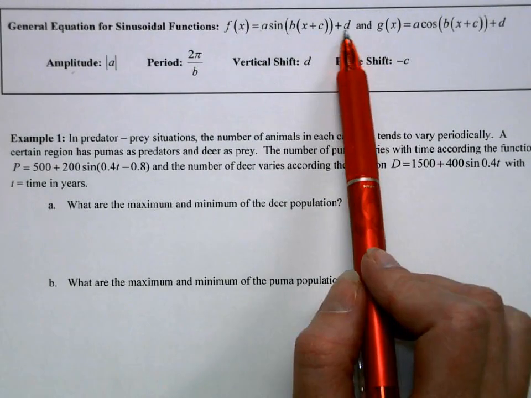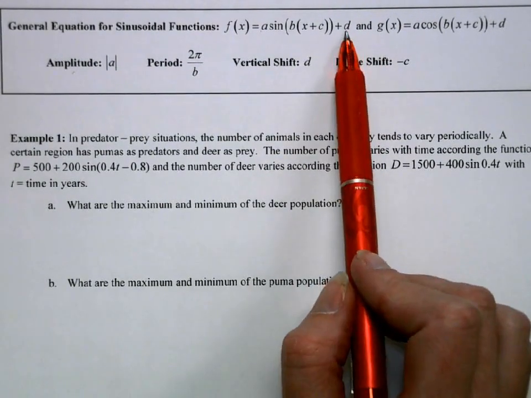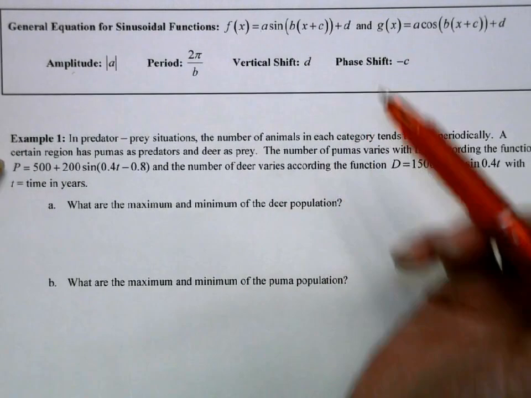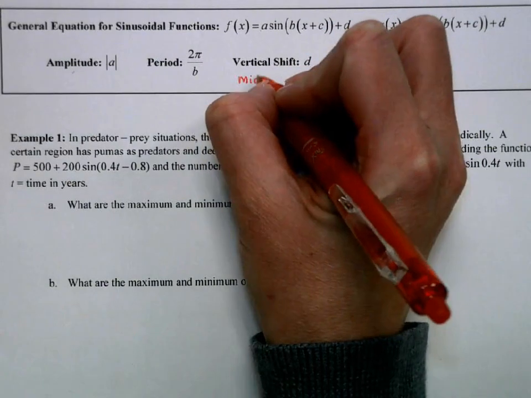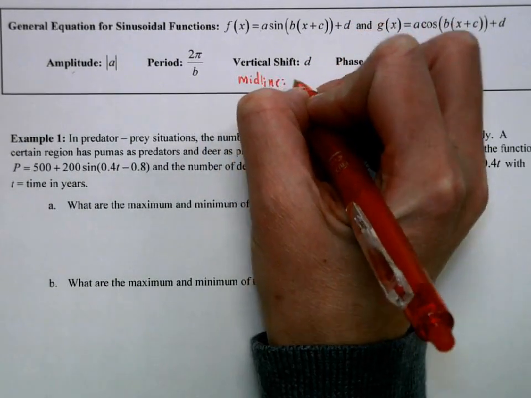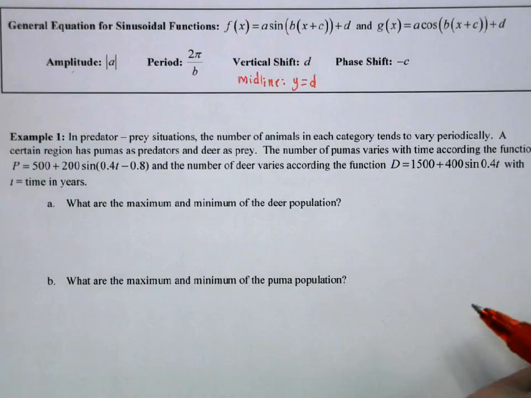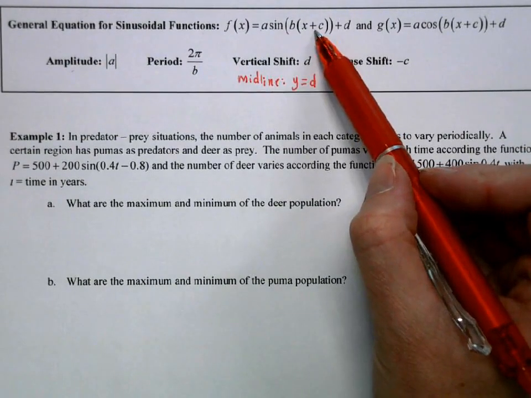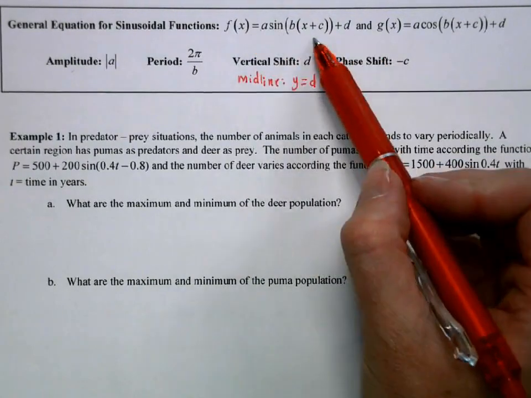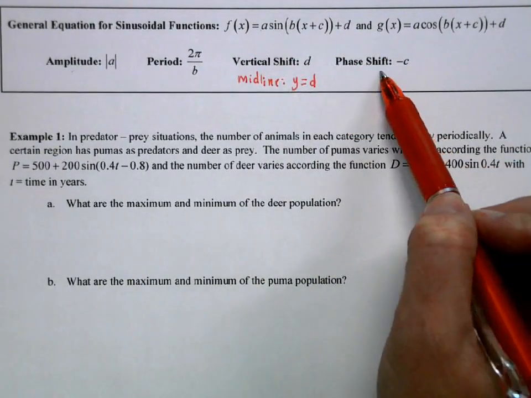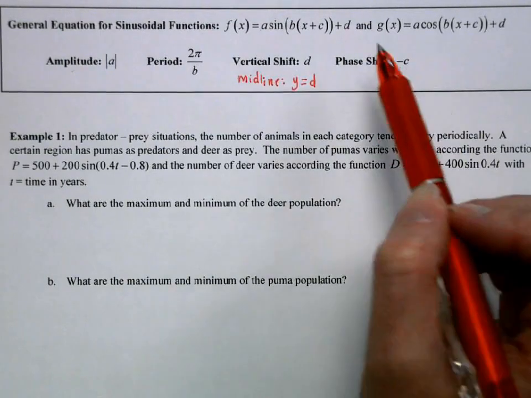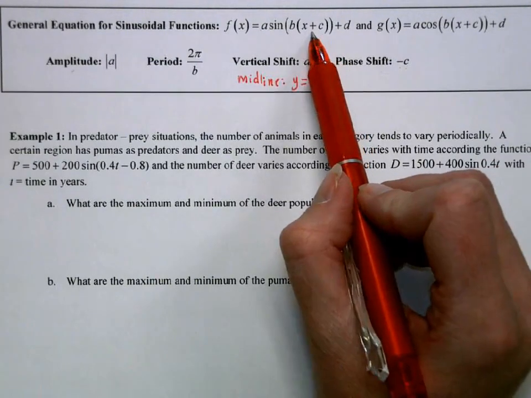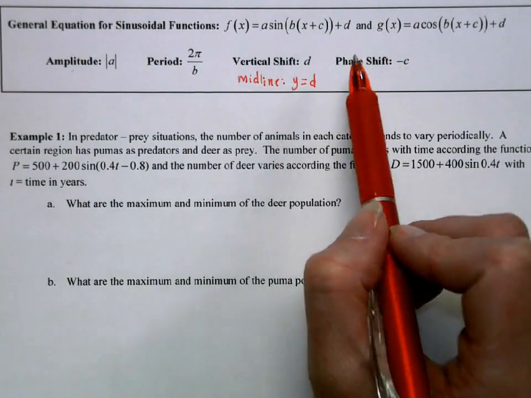Our vertical shift is going to be whatever our value of D is. So if D is positive, the graph's going to move up. If it's negative, it's going to move it down. This is also our midline, which is going to be y equals D. And then our horizontal translation is going to come from our value of C. In our general formula, if this is plus C, our phase shift is negative C. Because if this is positive, our graph is going to be moving to the left. If this is negative, our graph is going to be moving to the right.